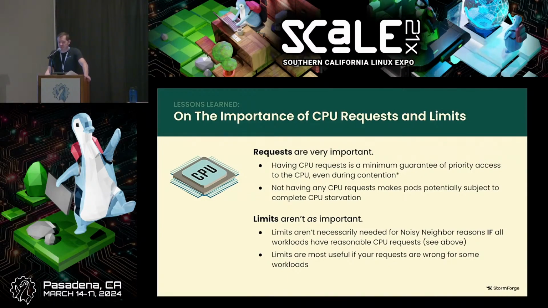This has an interesting reflection on limits, because what that basically means is limits are often implemented to try and mitigate noisy neighbor issues where one workload could take cycles away from another workload. If requests are all set correctly, you're never going to be able to take away from a workload resources it has properly requested. So they aren't necessarily that critical for noisy neighbor situations as long as requests are set properly.